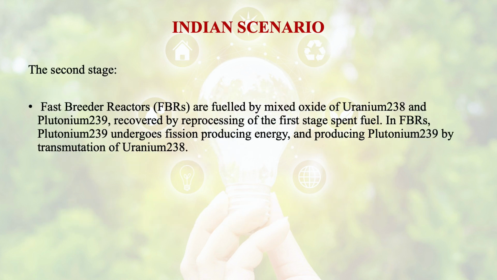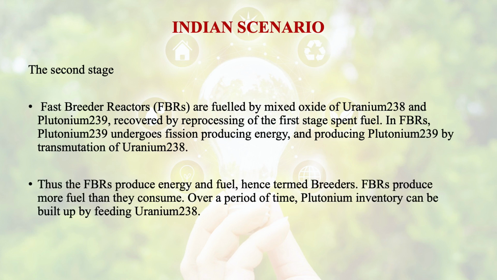uranium-238. In the second stage, fast breeder reactors are fueled by mixed oxide of uranium-238 and plutonium-239. It is recovered by reprocessing of the first stage spent fuel. In FBR, plutonium-239 undergoes fission, producing energy and producing plutonium-239 by transmutation of uranium-238. Thus, the fast breeder reactors produce energy and fuel and hence are termed breeders. Fast breeder reactors produce more fuel than they consume.